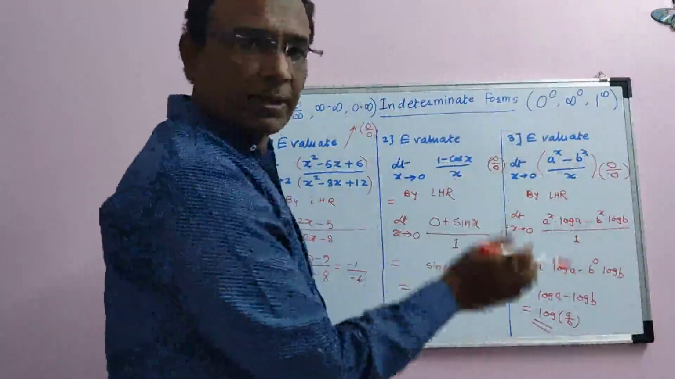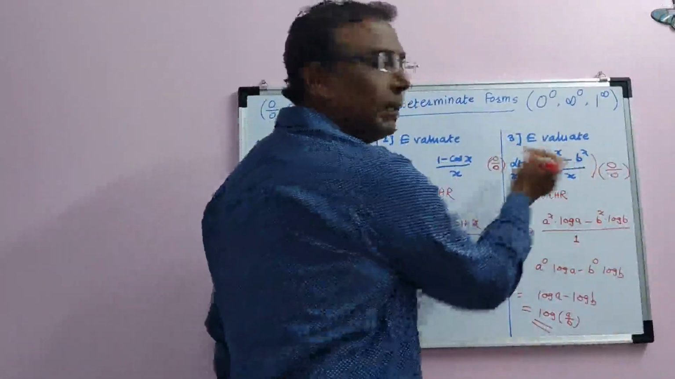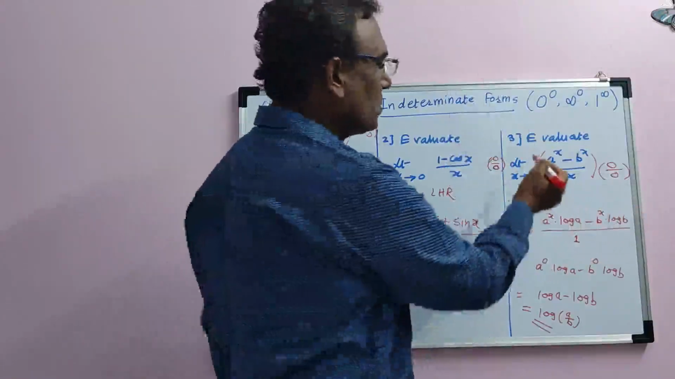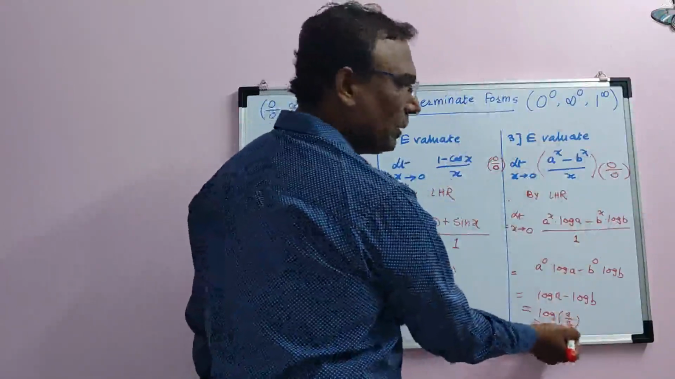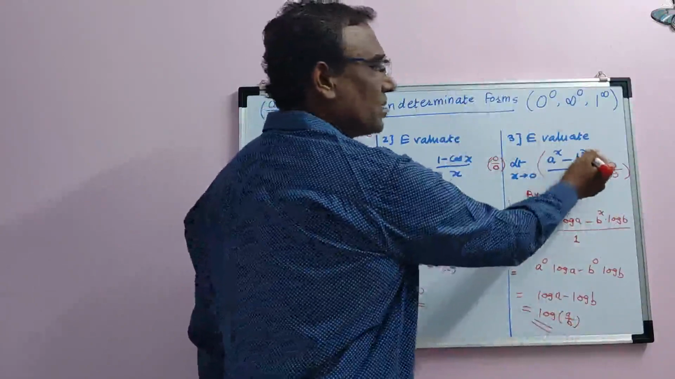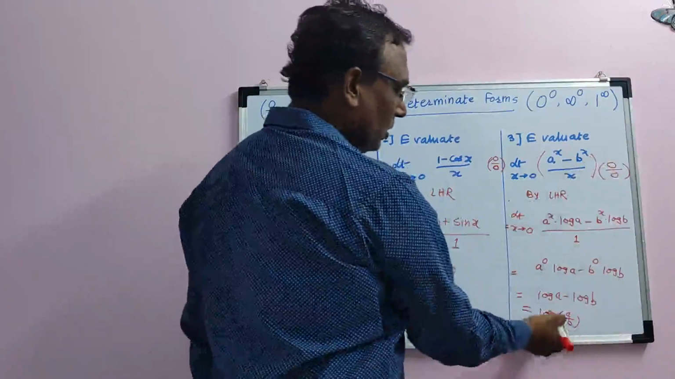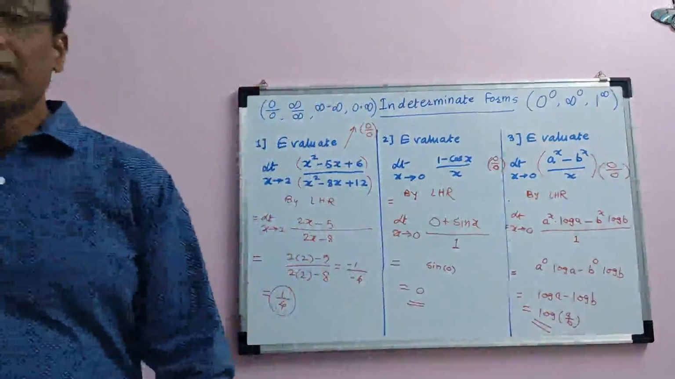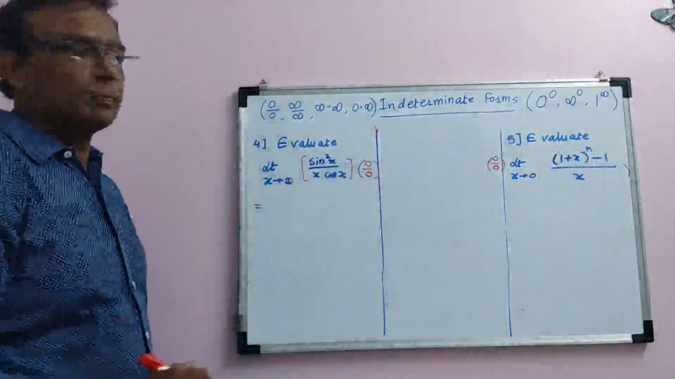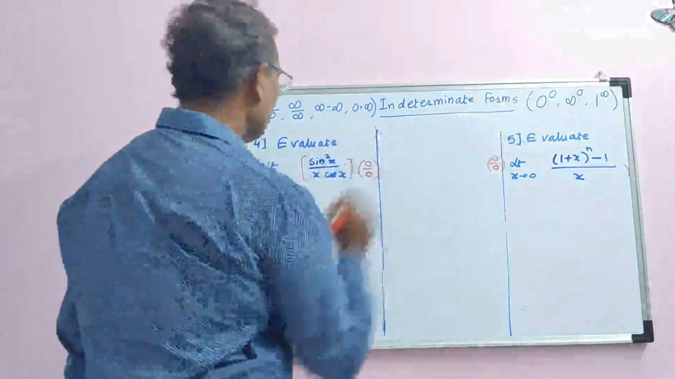In the examination, a and b may be replaced by any other constant. Means 2 raised to x minus 3 raised to x, the answer will be log of 2 by 3. 4 raised to x minus 5 raised to x, the answer will be log of 4 by 5, like that. Means a and b may be replaced by any other fixed constant. Now, the fourth and fifth we are going to solve.